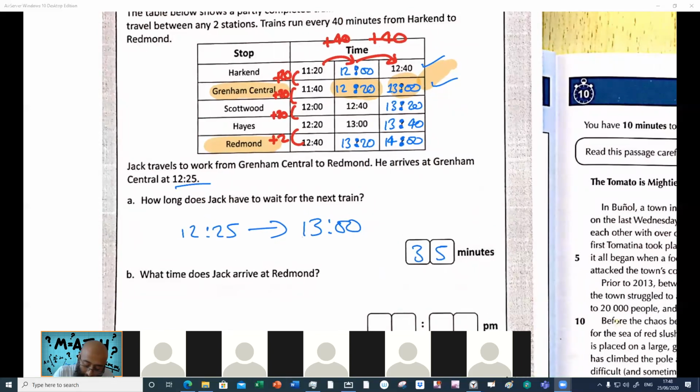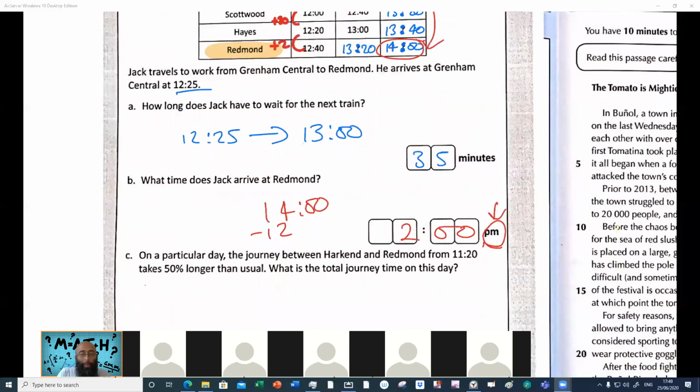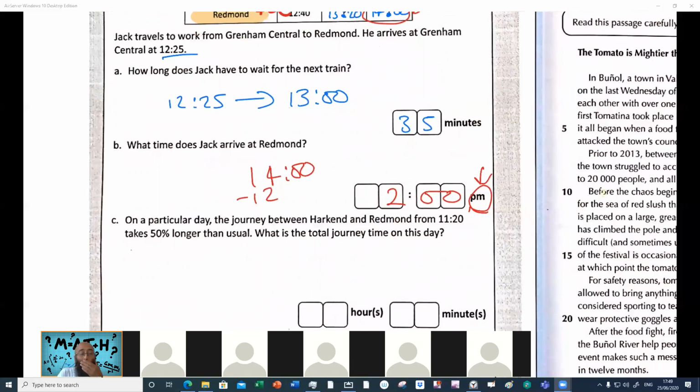So he catches the 1300, and then he goes to Redmond. He arrives at what time? 14 o'clock. So he arrives at 1400 hours. That's something quite different, but they want the answer now back in PM. So what do we do? We take away 12. So 1400, we take away 12. That gives us 2 p.m. Yeah, 2 o'clock or 2 p.m.